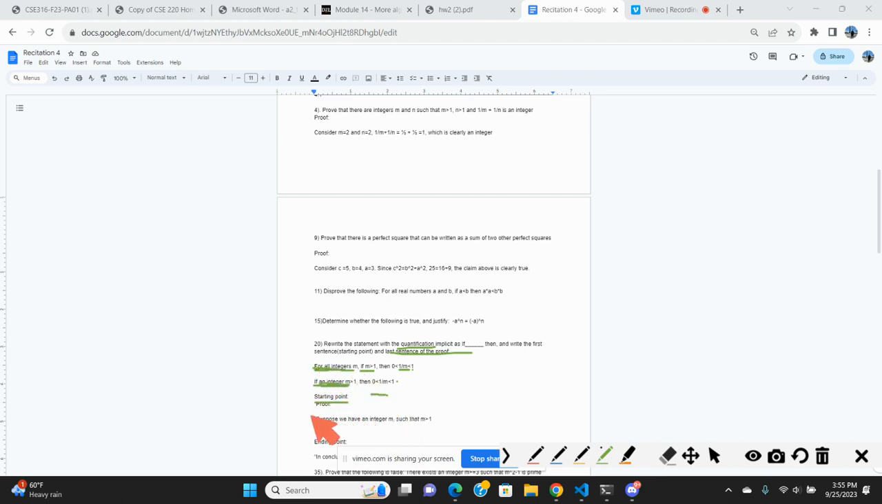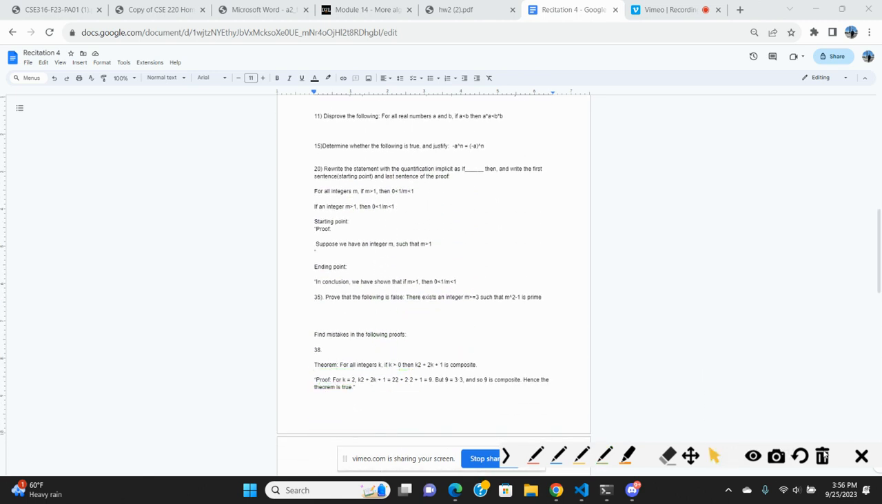The starting point of this would be to write proof. Suppose we have an integer m such that m is greater than 1. And the ending would be the conclusion that we're trying to show, which is we have shown that if m is greater than 1, then 0 is less than 1 over m less than 1.